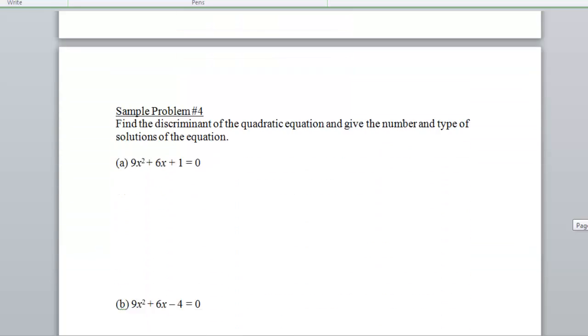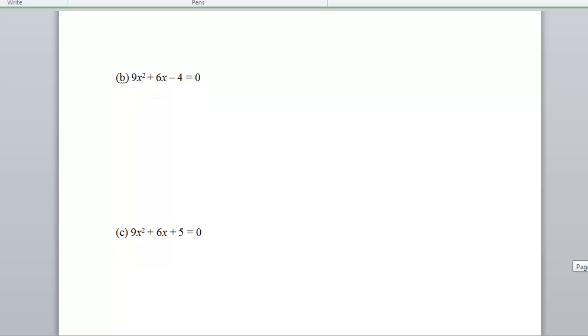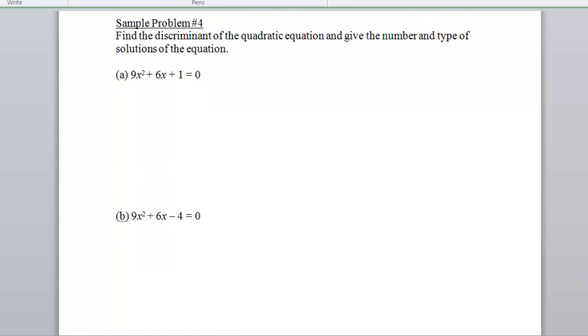So let's take a look at sample problem 4. Here we have three problems for you to work. All we want you to do is to find the discriminant of the quadratic and give the number and types of solutions that are involved. Alright, so let's take a look at this.